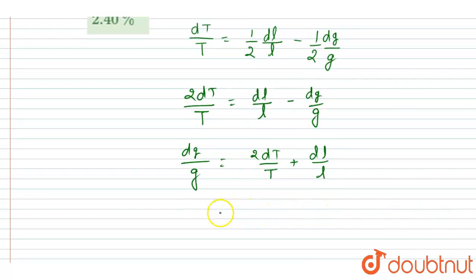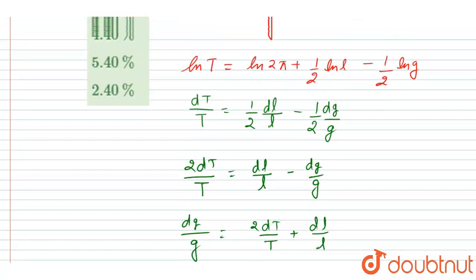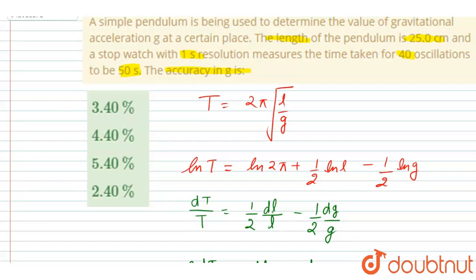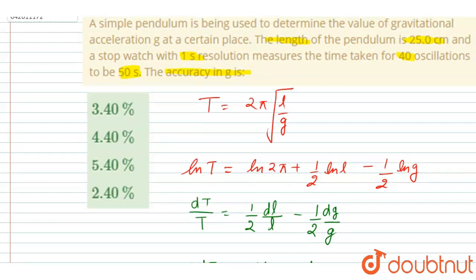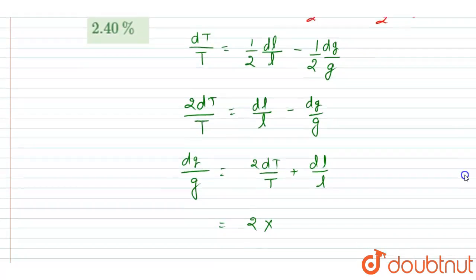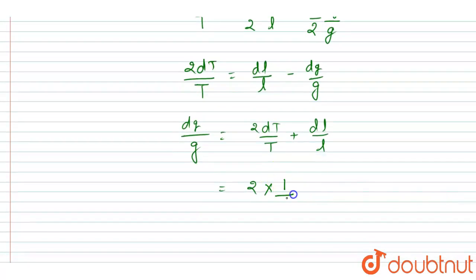Now we just put the values here. I will write 2 into, if you see in the question, it is given that 1 second resolution, taken for 40 oscillations to be 50 seconds, right? So I will write 1 by 50 plus, 25 centimeter is given, so I will write 0.1 by 25. It will be equal to delta g by g. If you further solve it, you will get delta g by g equals 1.1 by 25.